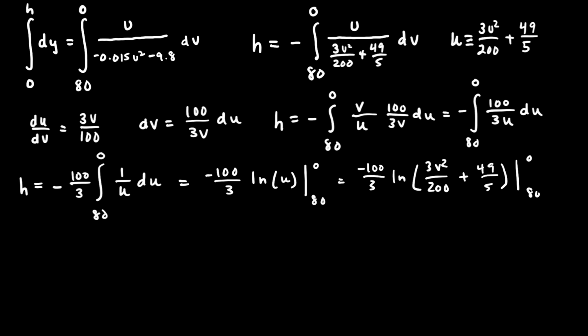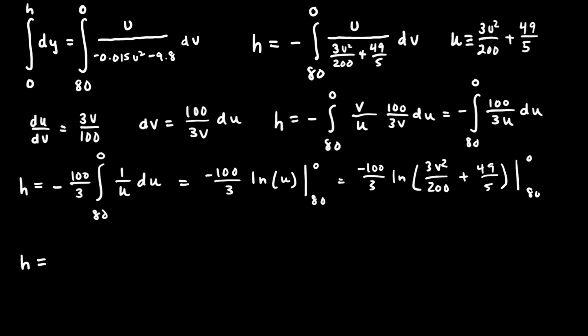And so really, to determine the maximum height, I need to plug in 0, the top limit, into that expression, and then plug in 80 into that expression and subtract. And whatever my answer is should be the maximum height that this object reaches. So I have h equals, and first I'm going to plug in 0.